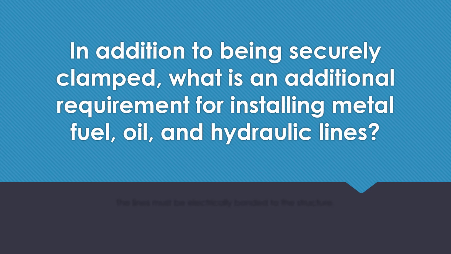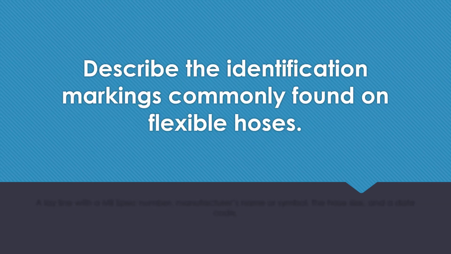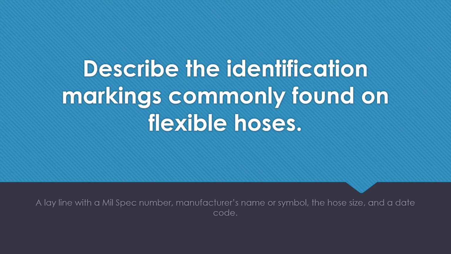In addition to being securely clamped, what is an additional requirement for installing metal fuel, oil, and hydraulic lines? The lines must be electrically bonded to the structure. Describe the identification markings commonly found on flexible hoses. A lay line with a mil-spec number, manufacturer's name or symbol, the hose size, and a date code.